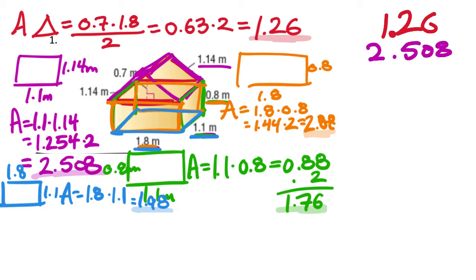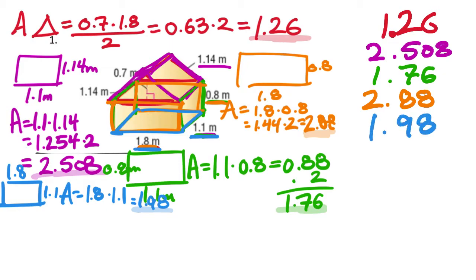And then we did the green rectangles at 1.76. And then the orange, which was 2.88, those two rectangles. And then the final rectangle, just one rectangle, 1.98. And yeah, we do need to add all these together to figure out our total surface area for the shape.